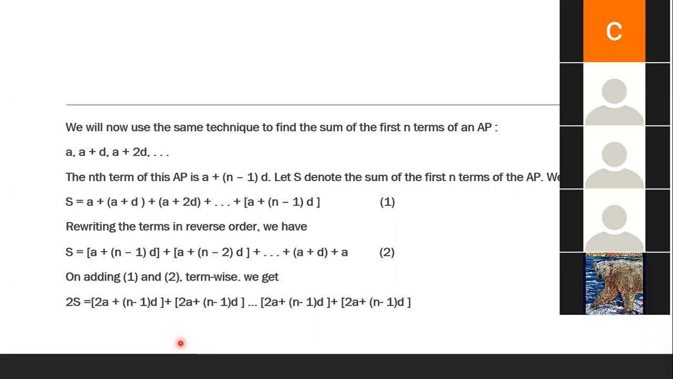Am I audible to everyone, children? Please give a response if you understood. If I ask, please respond for that.